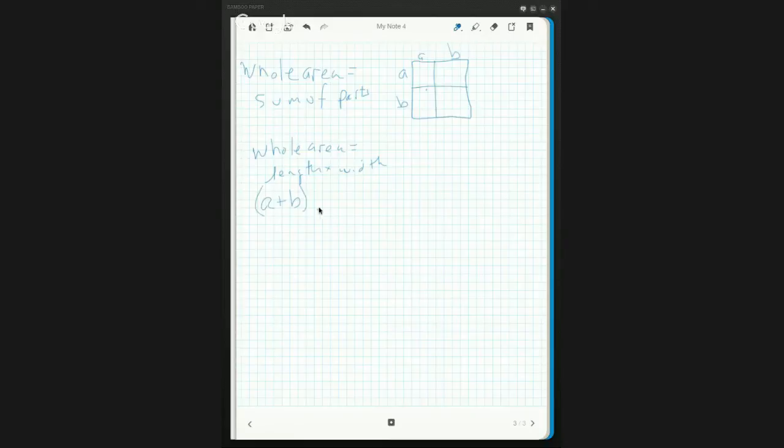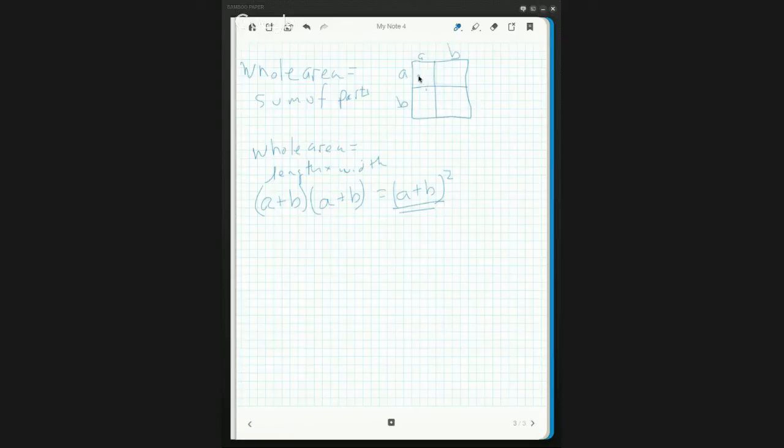And the width is a plus b. And we know that a plus b times a plus b is the same thing as (a plus b) squared. And that's what we were trying to find out. What does this equal? Well, we can find out one way by simply adding up the parts.